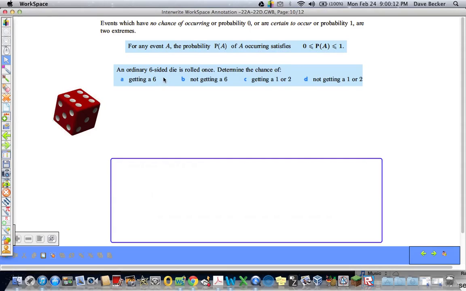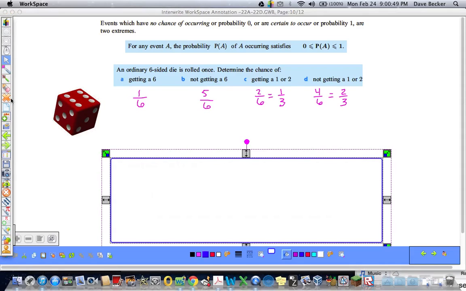An ordinary 6-sided die is rolled once. Determine the chance of getting a 6. Well, that's easy. There's only one 6 on there, and 6 total outcomes, so that's 1 out of 6. Not getting a 6, well, that would be 1, 2, 3, 4, 5, wouldn't it? So that would be 5 out of 6. Getting a 1 or a 2, well, that would be 2 out of 6, which is equal to 1 out of 3. Not getting a 1 or a 2, well, that would be 4 out of 6, which equals 2 out of 3. Okay? And what's behind this mystery box down here? Let's take a look, shall we?